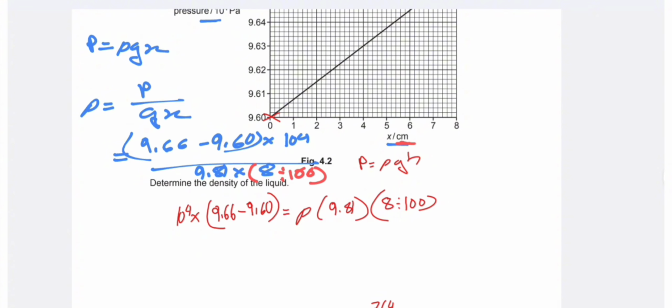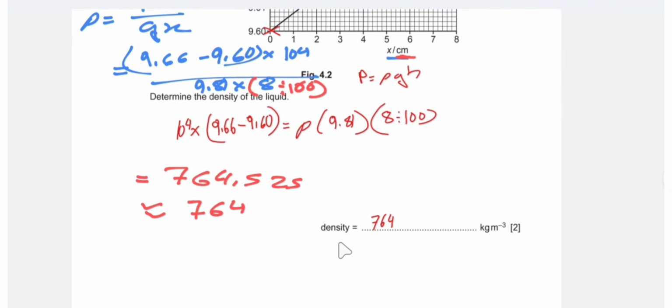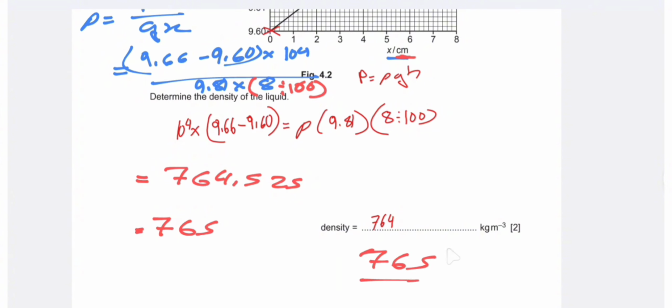So what is the answer? The answer that we get is 764.525, or approximately 764 to 3 significant figures. If we just take the approximate value, then it would be 765 because there is a 5, so we need to add 1 to this value. So the approximation value is 765, and 765 is the final density.